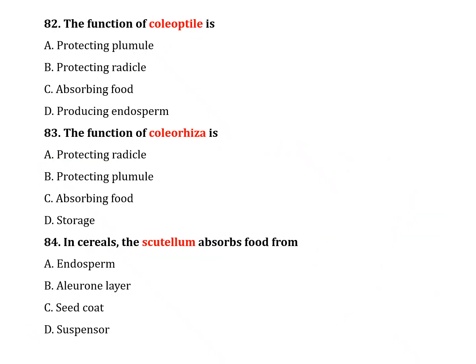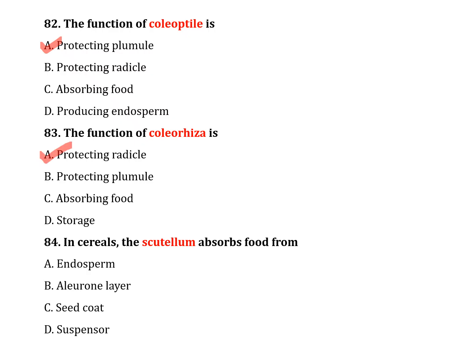The next question, number 82. The function of coleoptile is: option A, protecting plumule; option B, protecting radicle; option C, absorbing food; option D, producing endosperm. Correct answer is option A, protecting plumule. The next question, number 83. The function of coleorhiza is: option A, protecting radicle; option B, protecting plumule; option C, absorbing food; option D, storage. Correct answer is option A, protecting radicle.